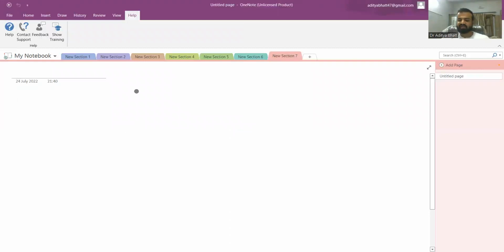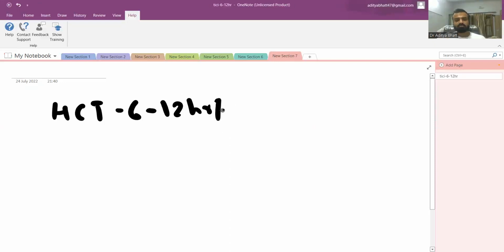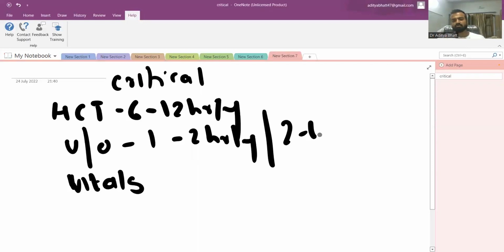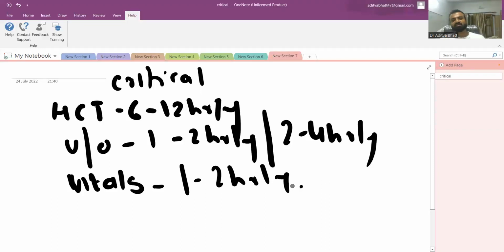Now, monitoring of dengue: ideally it is recommended that you see the hematocrit 6 to 12 hourly, like either QID or BD, twice a day. You have to check the urine output 1 to 2 hourly. This is all in the critical phase. Even vitals, initially you start with this, then you go to 2 to 4 hourly, and you have to check vitals every 1 to 2 hourly. So that is how you monitor the children.